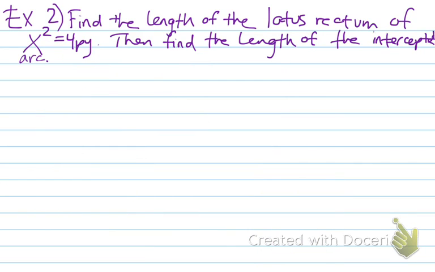All right, so this is example number 2 on page 639. It says find the length of the latus rectum of x squared equals 4py, then find the length of the intercepted arc. So the fact that y is not in parentheses with a number means that it's centered on the y-axis, because y is not shifted anywhere. And it's facing up because it's positive. So we know that it's going to look something like this.